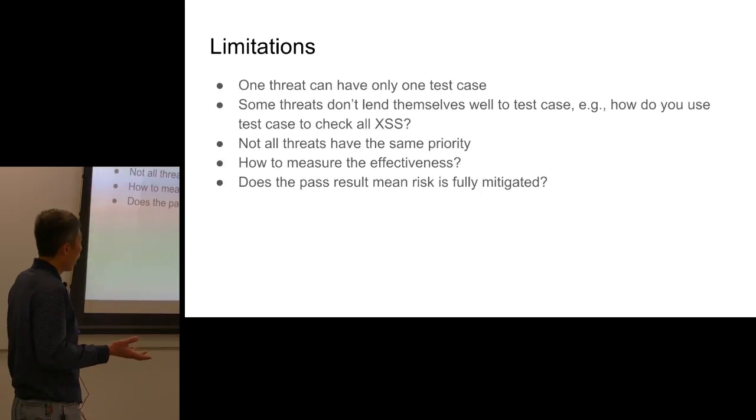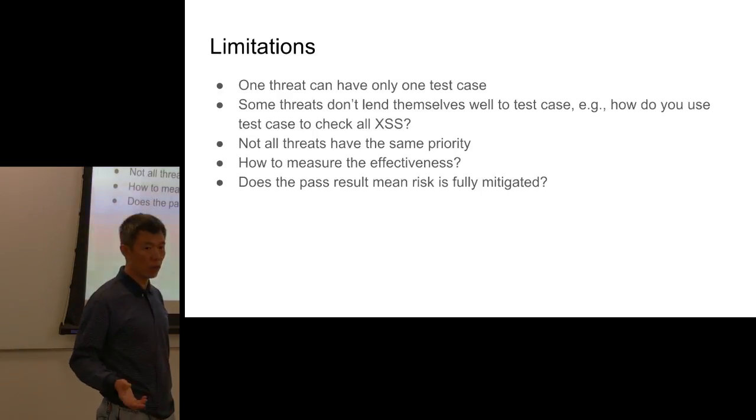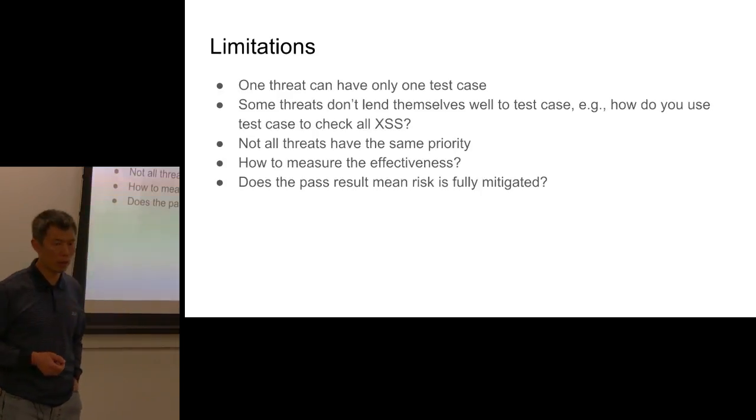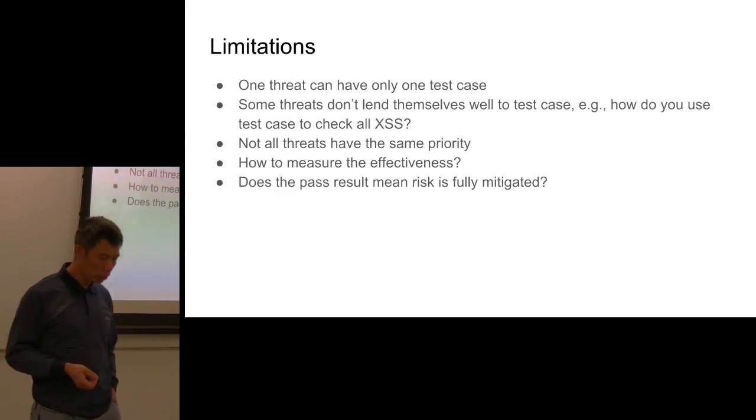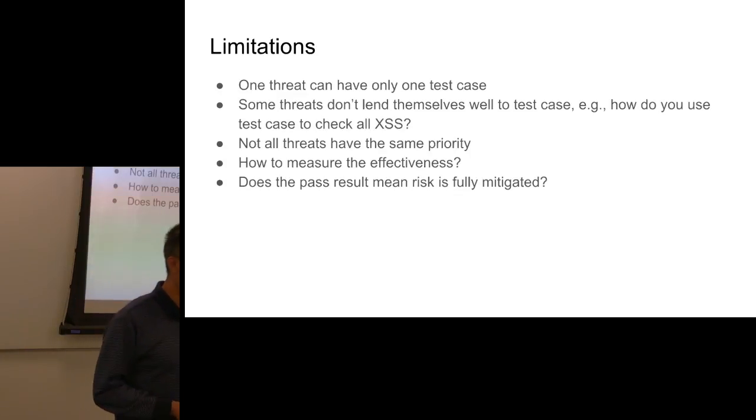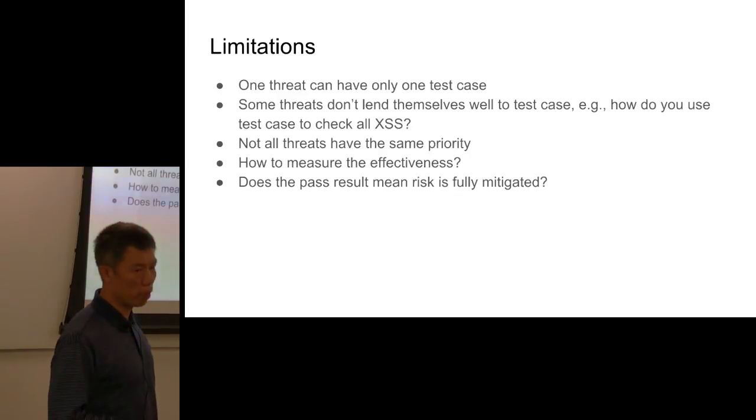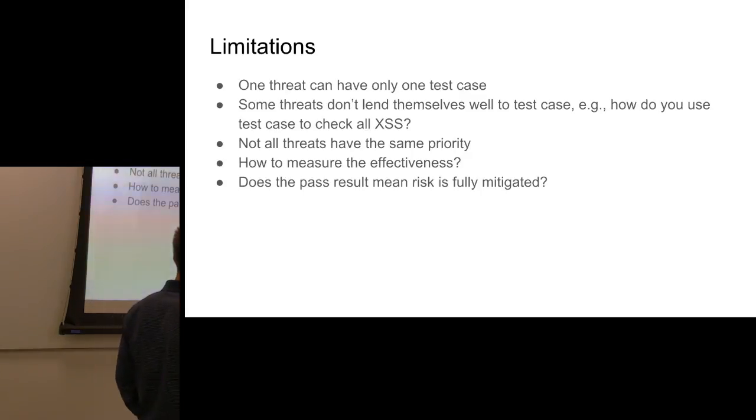So again, how do you use test cases to check all the cross-site scripting? I think earlier we had a comment for some attacks, for example, secret injection, directory traversal, or cross-site scripting. There are many different payloads, right? It's impossible for you to enumerate all these different inputs.